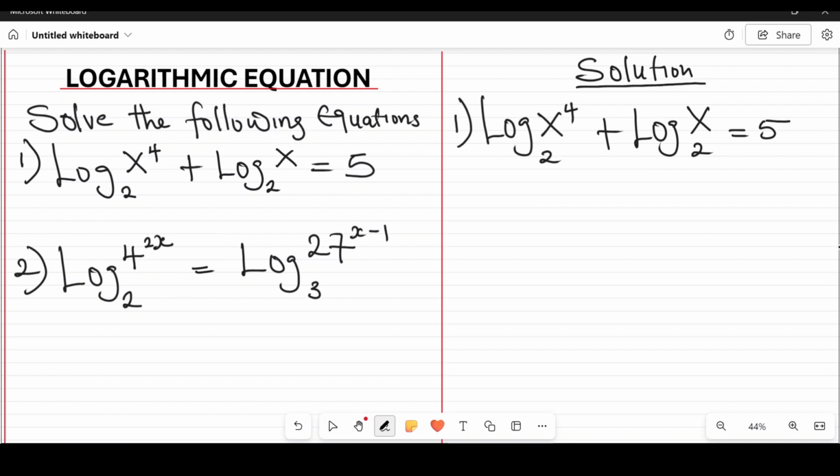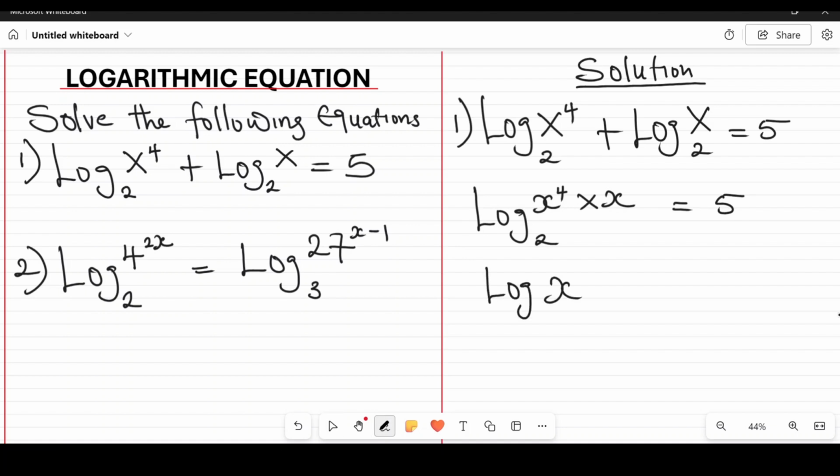The first thing we do here is that we apply the addition law. Our expression becomes log x raised to the power 4 times x all in base 2 equal to 5. And here, this can be expressed as log x raised to the power 5 in base 2 equal to 5. Now, we have log x raised to the power 5 to base 2 equal to 5. So we have to put our right hand side also in logarithmic form.